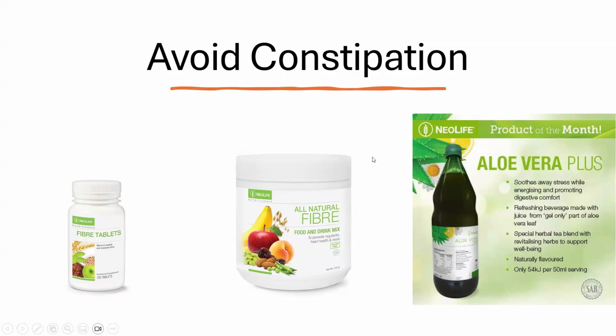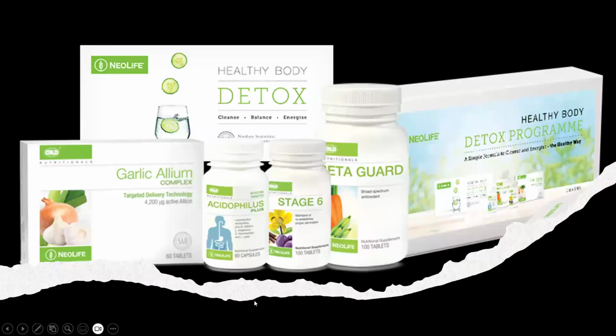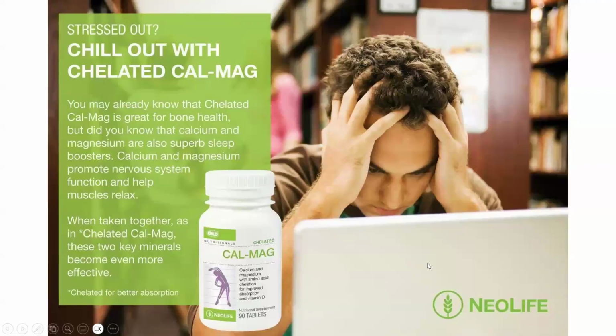So those are just some suggestions. And then I wanted to show this picture. I know Acidophilus has not quite been on the market for several months, but garlic, stage 6, beta guard form the cleanse part of the detox. And then after that, you replenish good bacteria after you've cleansed. It's important to do that regularly so that constipation is taken care of or eliminated.